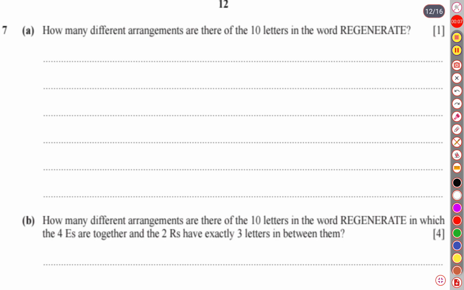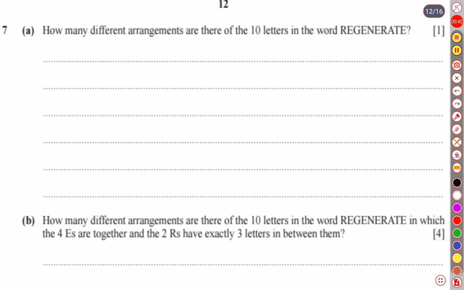Today we are going to solve a question from Probability and Statistics 1, and the question belongs to paper 9709/52 for the session May June 24. We are going to solve the last of all questions of the paper, question number 7. Let's read question number 7. It says, how many different arrangements are there of the 10 letters in the word regenerate?